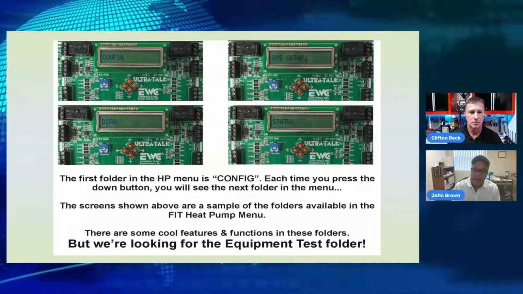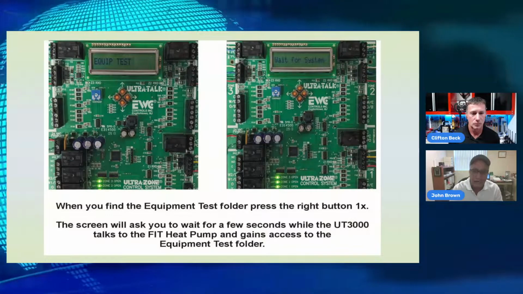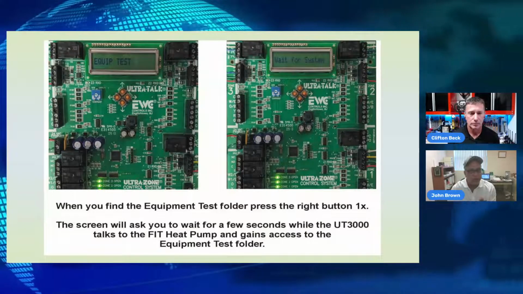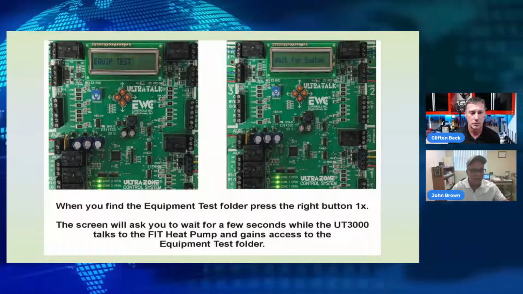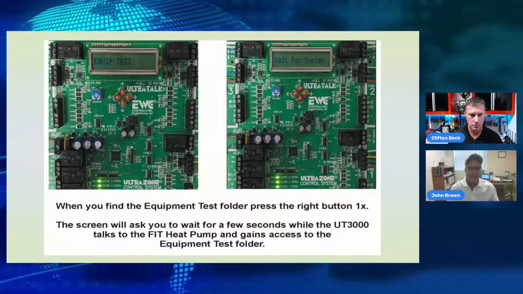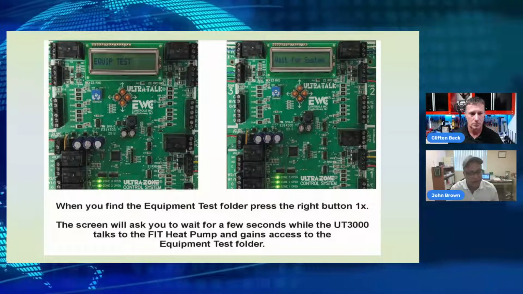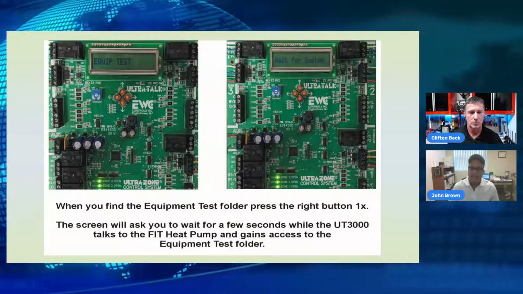But keep hitting the down button because we're looking for the equipment test folder, and there it is. So once I see equipment test, what do I do? Hit the right button to access it. And the UT3000 will ask you to wait for a few more seconds while it gains access to that folder.